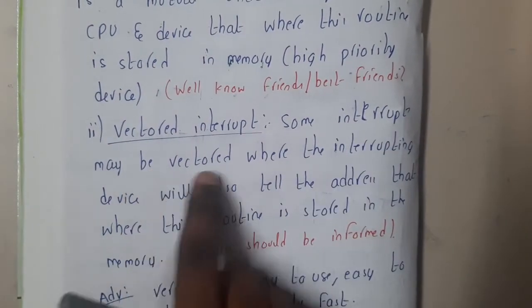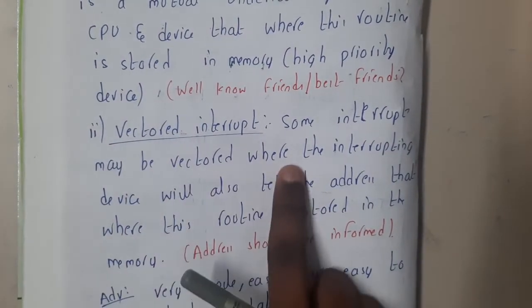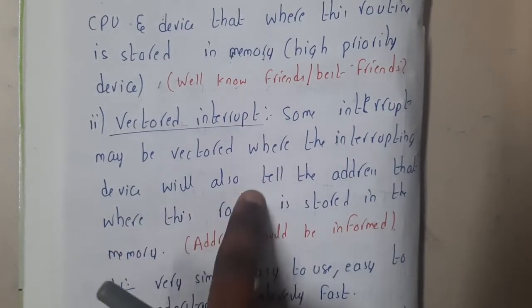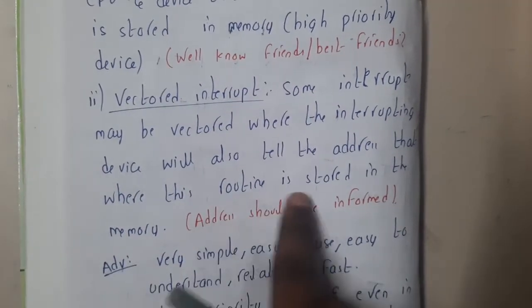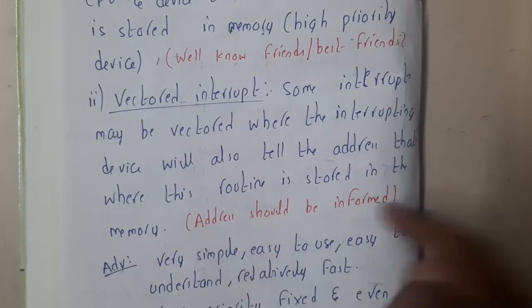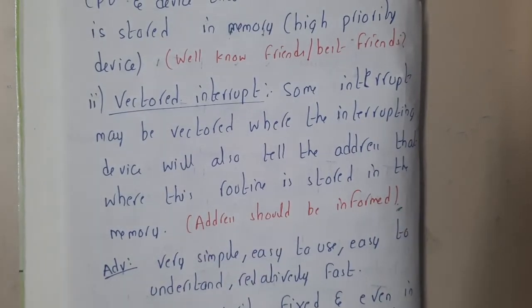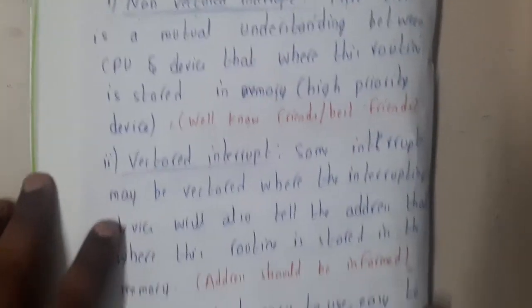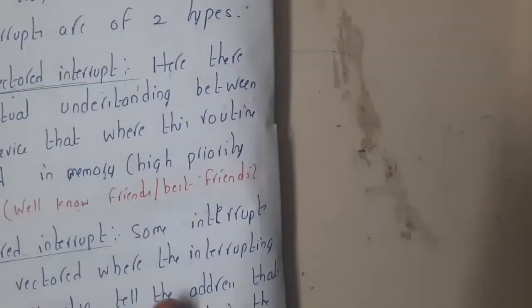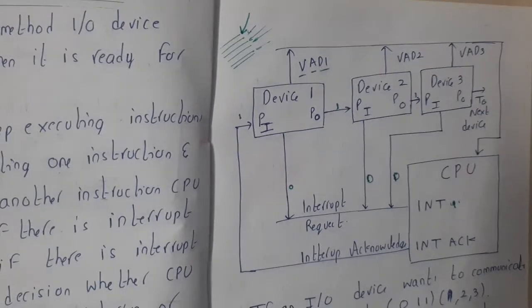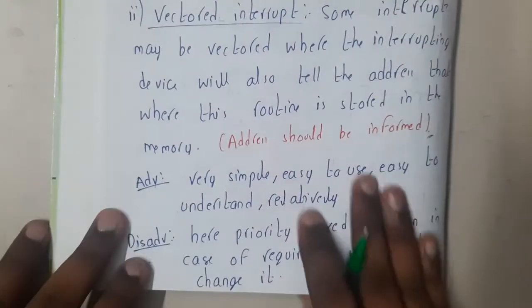So some interrupts may be vectored, where the interrupting device will also tell the address where the routine is stored in the memory. So the address should be informed by the device itself. Now you got an idea, right? What is vectored and what is non-vectored? Now I think everyone is clear with this interrupt initiated method. So now let us go through some advantages.